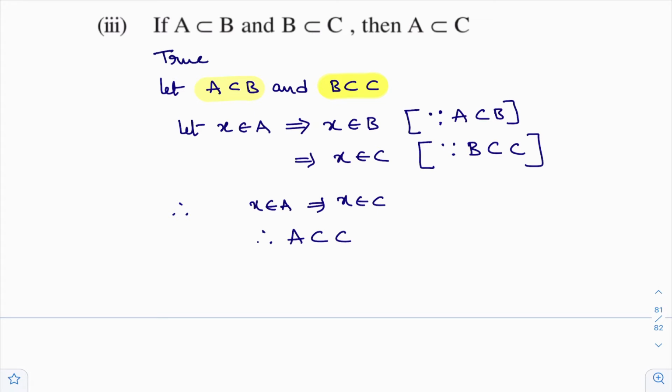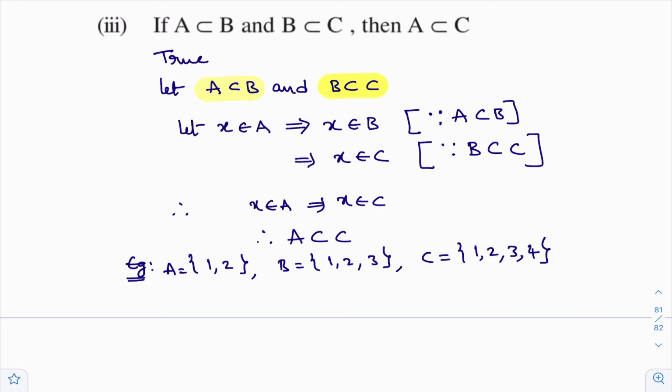To understand this more clearly, I can give an example, but I cannot give this problem by the example method, as I need to prove it like this only. They are saying A is a subset of B. I'll take set A as 1, 2. A is a subset of B, as given. I'll construct B in such a way that A is a subset of B. And B is a subset of C, as given. I'll take C in such a way that B is a subset of C. All the elements present in B are present in C.